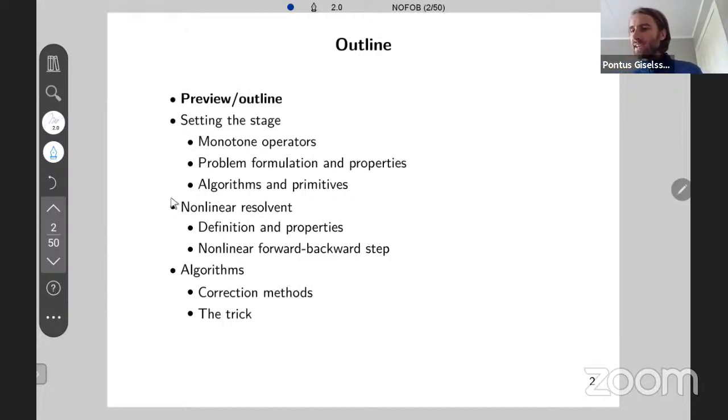All right, and then the second part will be on this new construct, the nonlinear resolvent, that I talked about. We will define the nonlinear forward-backward step as an extension of the nonlinear resolvent. And then we will devise some algorithms that are based on the nonlinear resolvent and show how essentially to arrive at other algorithms from our more general algorithm.